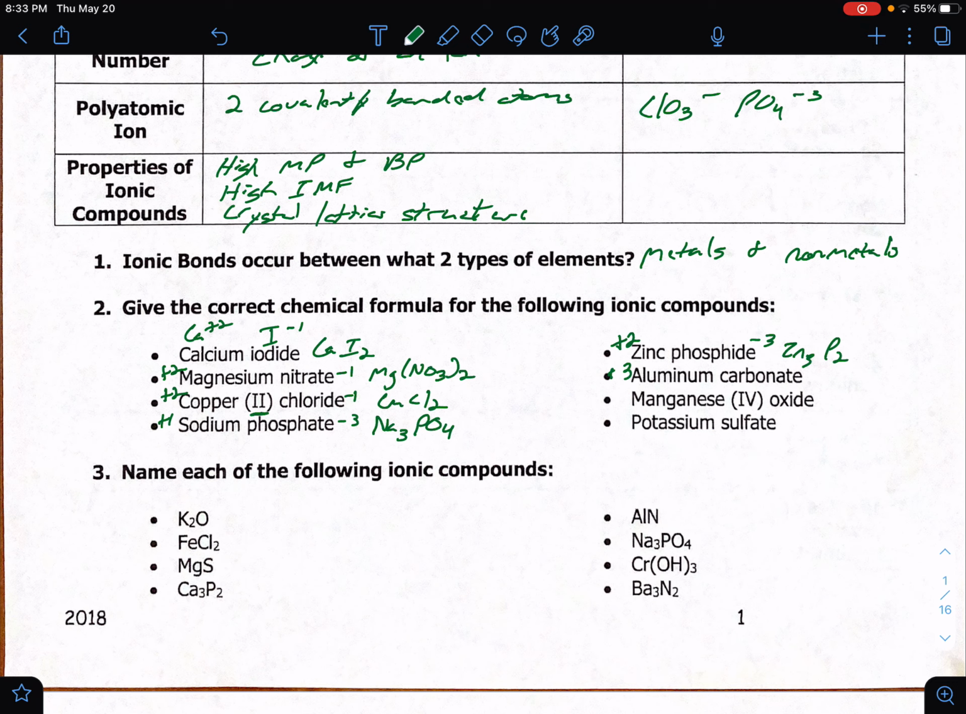Aluminum carbonate. So aluminum is +3. Carbonate is CO3 with a -2. So you have a +3 and a -2. So I need 2 aluminums, and I'm going to need 3 carbonates. So I'm going to put CO3 in parentheses with a 3.